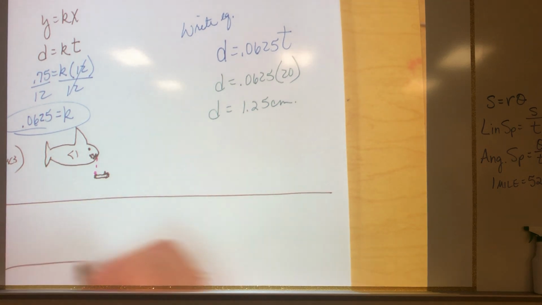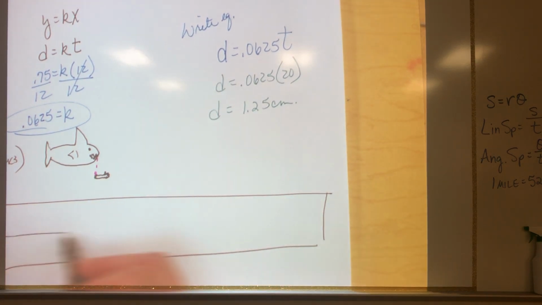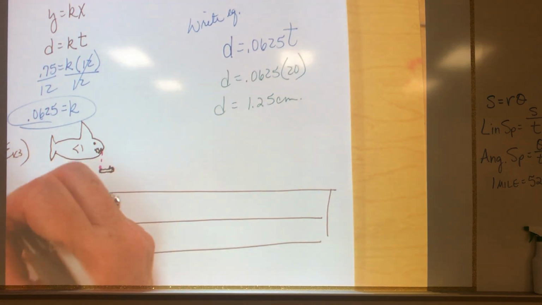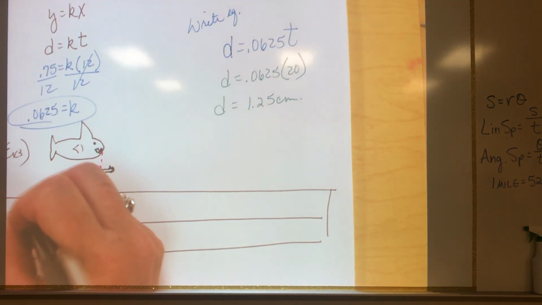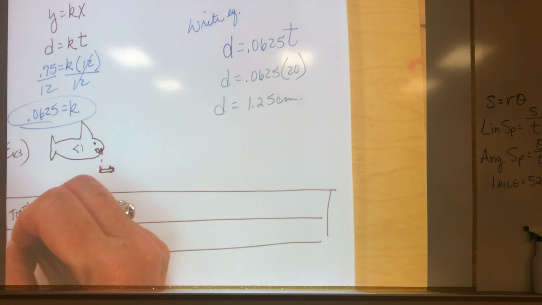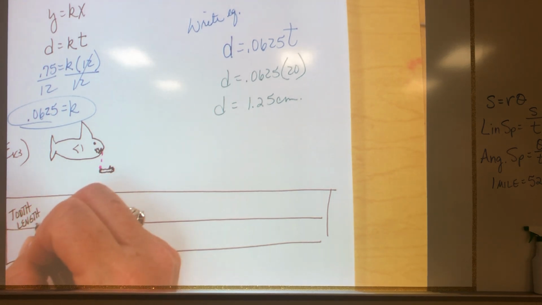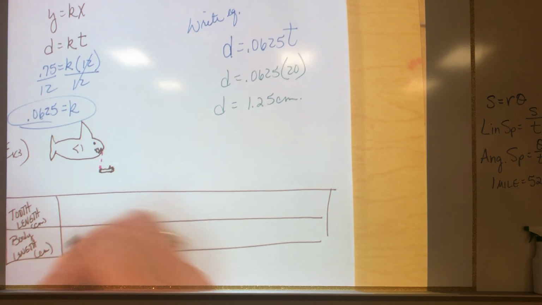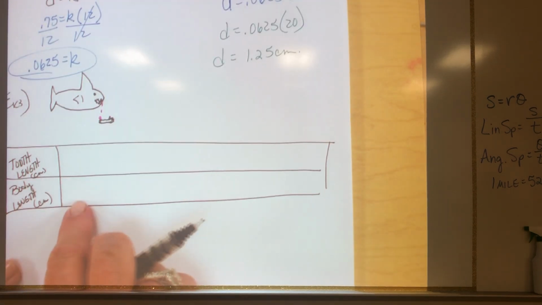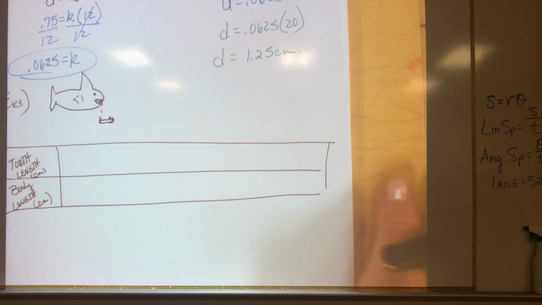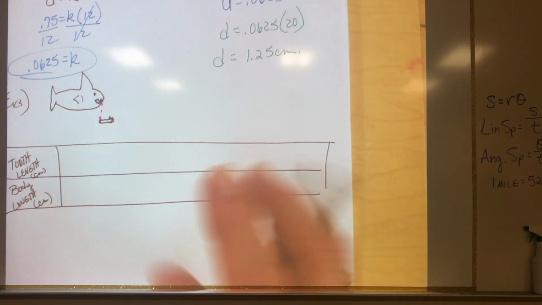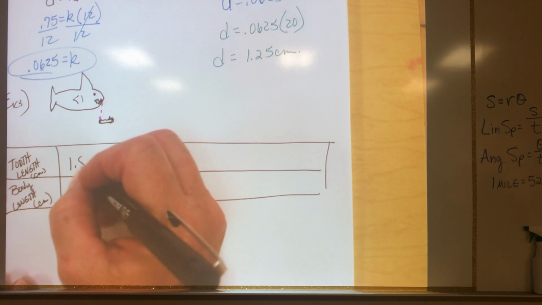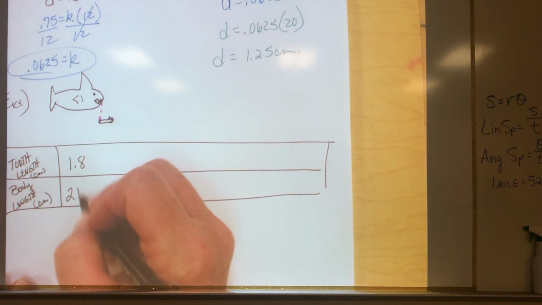All right, so here's our problem. I went to the beach the other day and I caught a bunch of sharks. I measured their tooth length in centimeters, and I measured their body length in centimeters. The first shark I caught, are you ready? I'm fixing to call out your table. The first shark, his tooth was 1.8 centimeters and his body was 215.